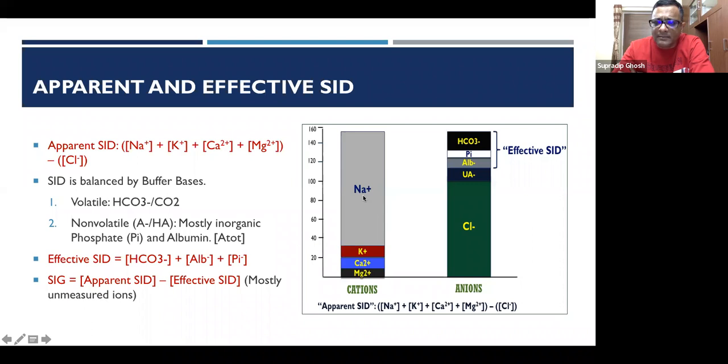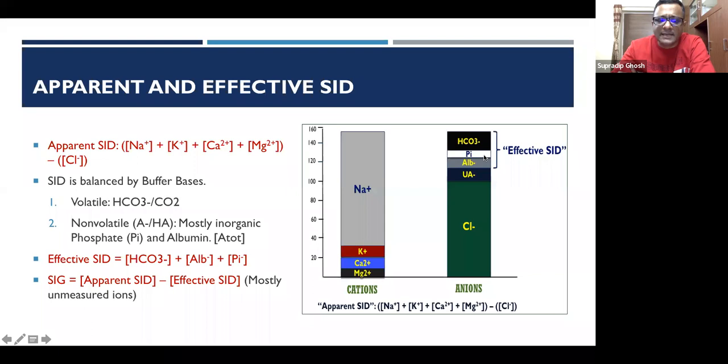In this column, we have all the positive cations that include sodium plus potassium plus calcium plus magnesium. On the other side, in this column, we have predominantly chloride ion plus some unmeasured anion, some albumin, some phosphate, and some bicarbonate. Now, what is apparent SID? Apparent SID is sodium plus potassium plus calcium plus magnesium minus the chloride. So all these additional things, including unmeasured anion plus albumin plus phosphate plus bicarbonate, are actually constituting the apparent SID.